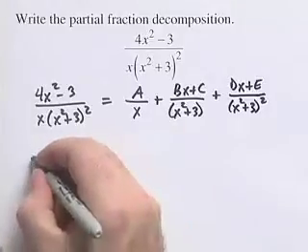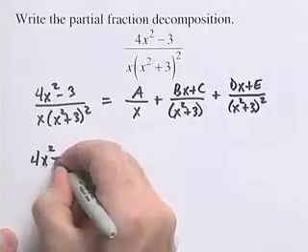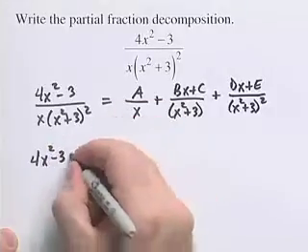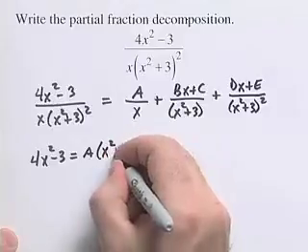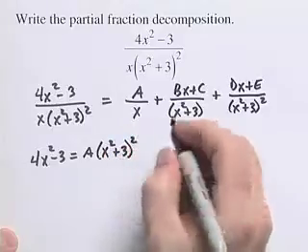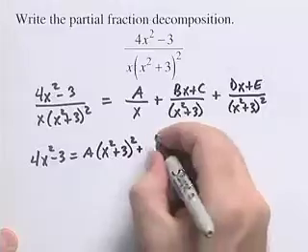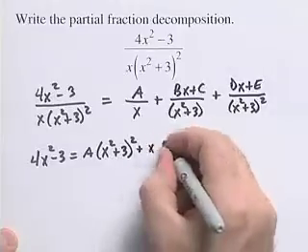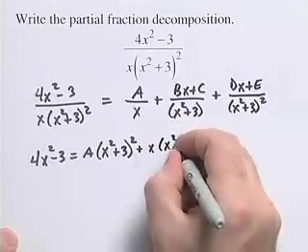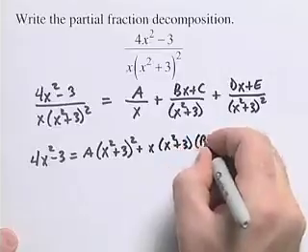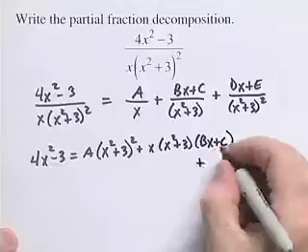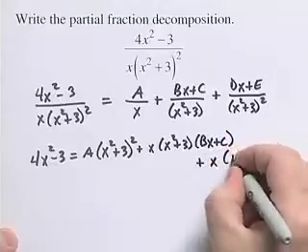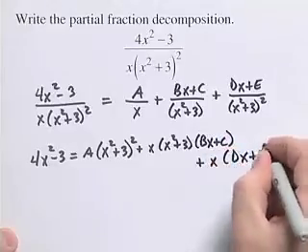That'll give us the identity 4x squared minus 3 is equal to a times (x squared plus 3) quantity squared plus x times (x squared plus 3) times (bx plus c) plus x times (dx plus e).